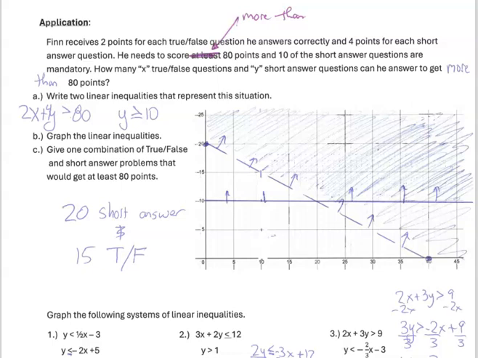X is going to be the number of true or false. Y is going to be the number of short answer. And how can we get more than 80 points? Well, you do have your two linear inequalities. You have the one that talks about total points and the one that is talking about the fact that you need to have at least 10 short answers, and short answers are Y's. So you have those two inequalities.